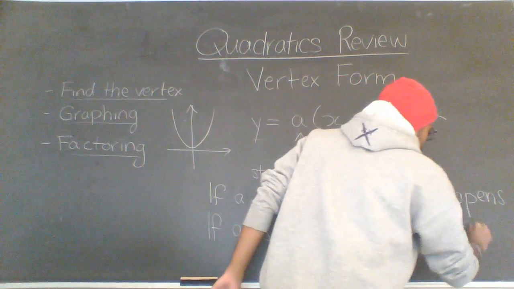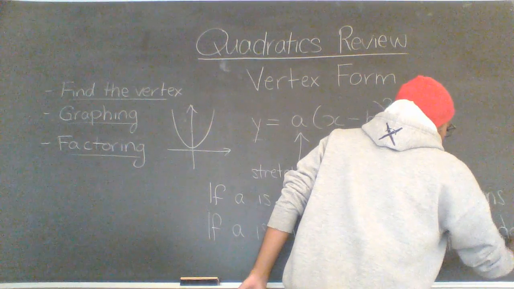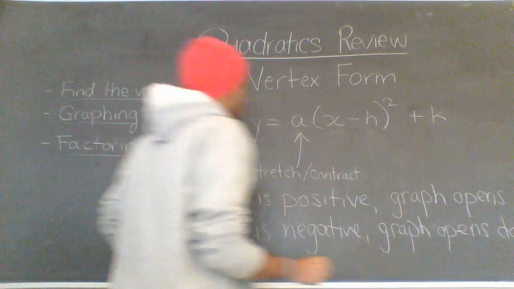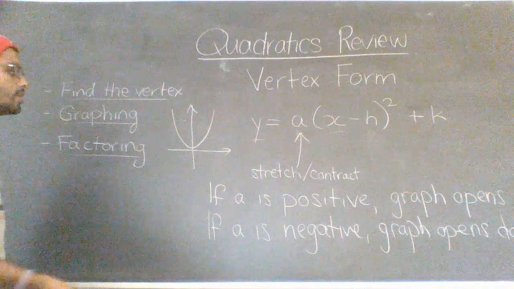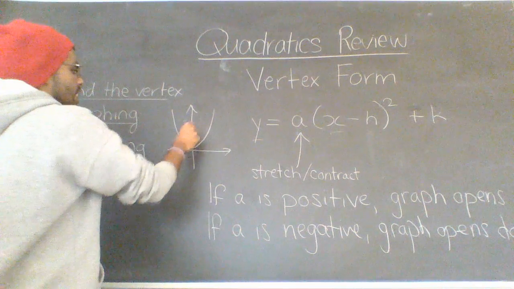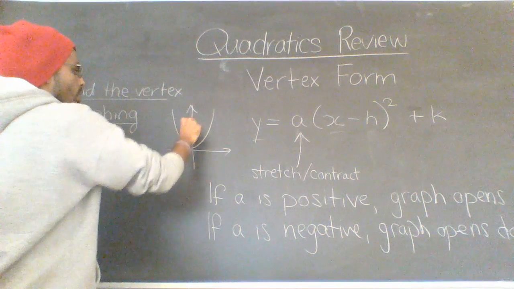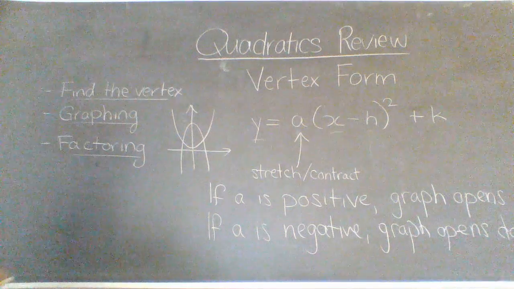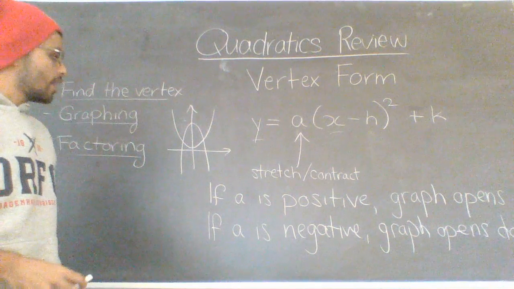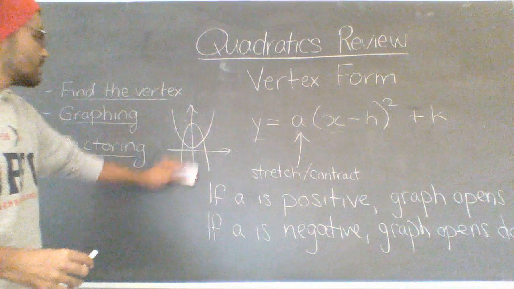Graph opens down. So that means if your a value is like -3 or something, then your graph will open that way. It'll look something like that. Okay, so that's what the a value does.